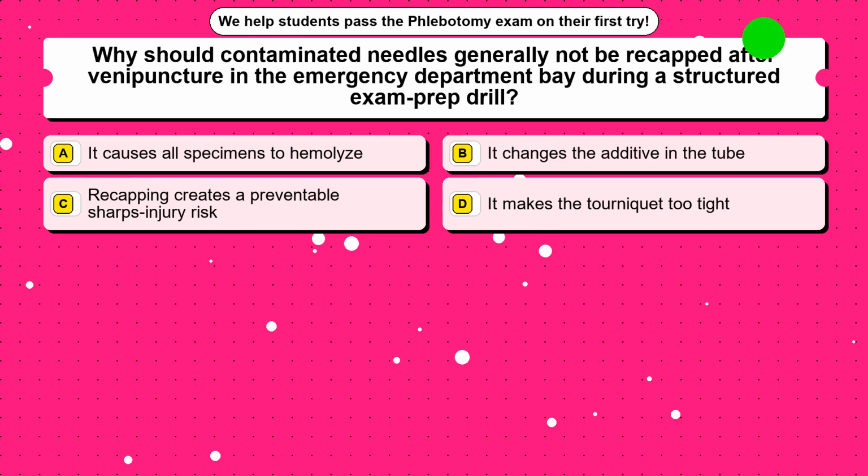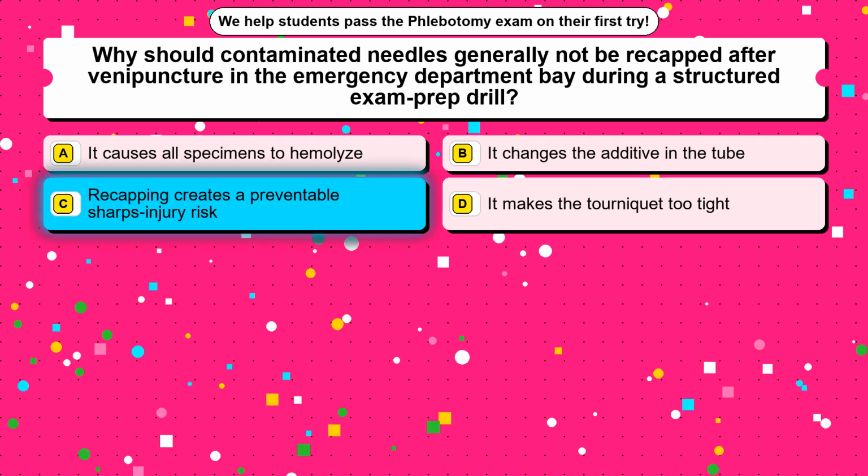Question 10. Why should contaminated needles generally not be recapped after venipuncture in the emergency department bay during a structured exam prep drill? Option A. It causes all specimens to hemolyze. Option B. It changes the additive in the tube. Option C. Recapping creates a preventable sharps injury risk. Option D. It makes the tourniquet too tight.